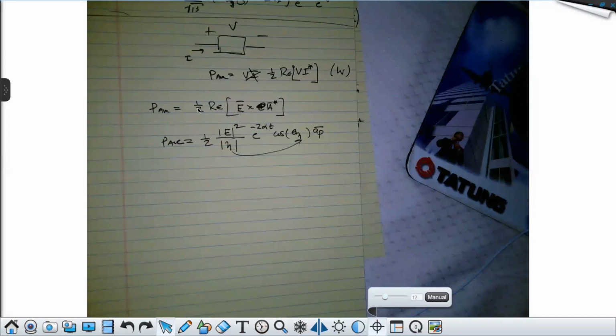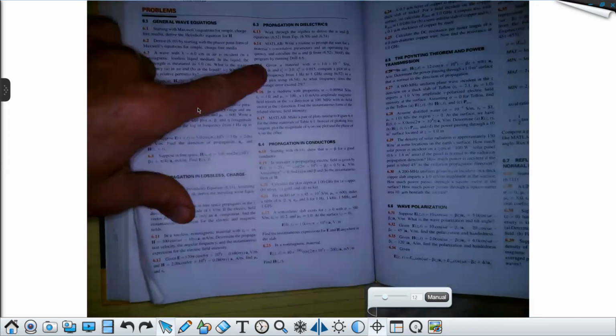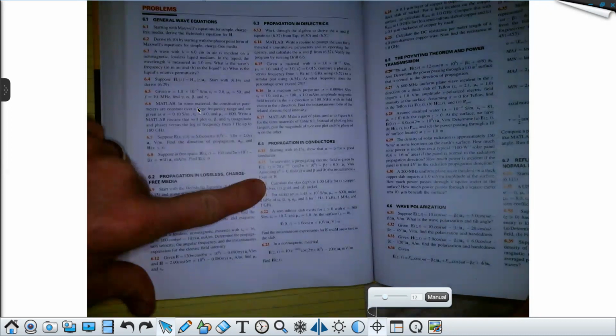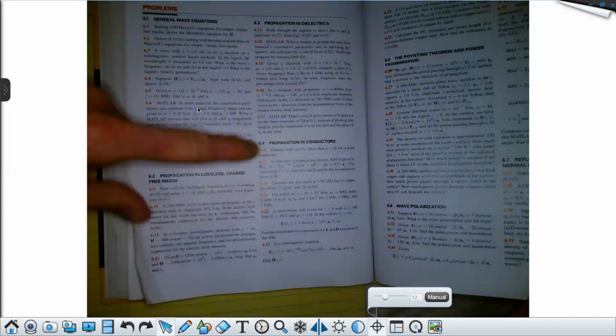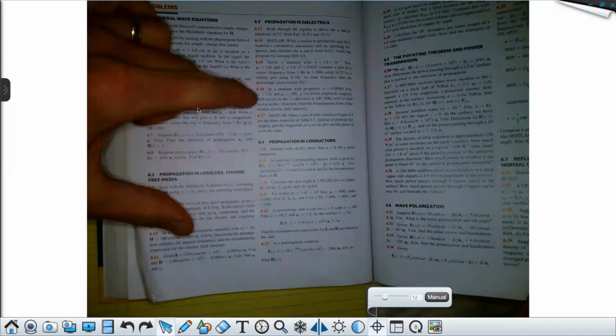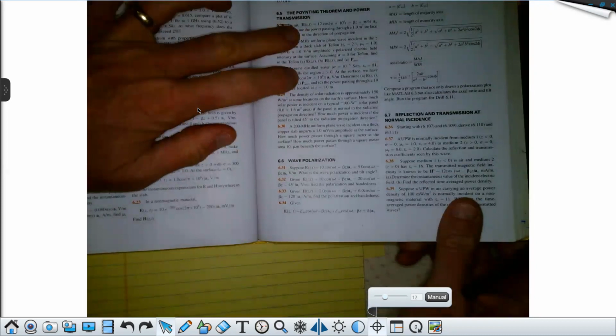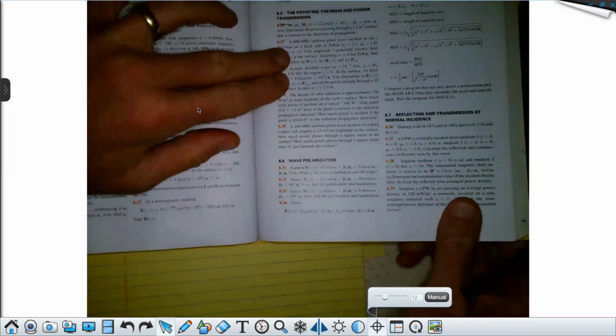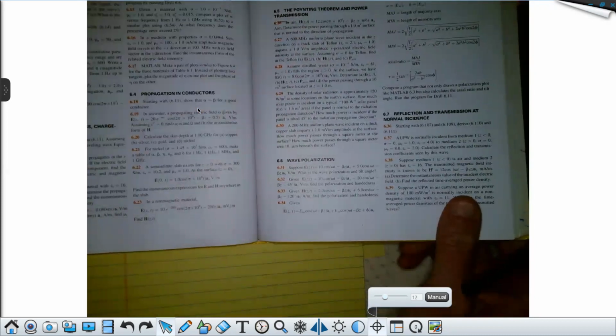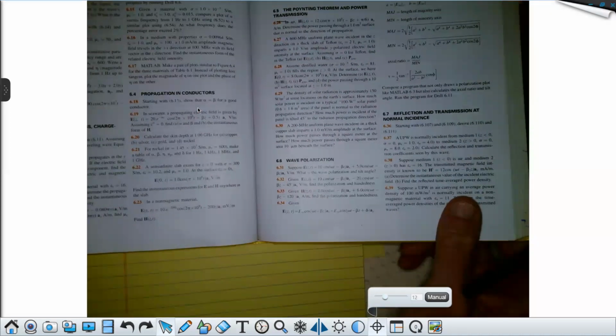What I'm going to do next time is talk about sections 6.2, 6.3, and 6.4. All these are linked together: dielectrics, good conductors, and charge-free media, and even 6.5, the Poynting theorem. This is what I'm showing you, called the Poynting vector theorem. And I think I'm going to do a lot more problems that'll be simpler, but I'm going to go through this next time.